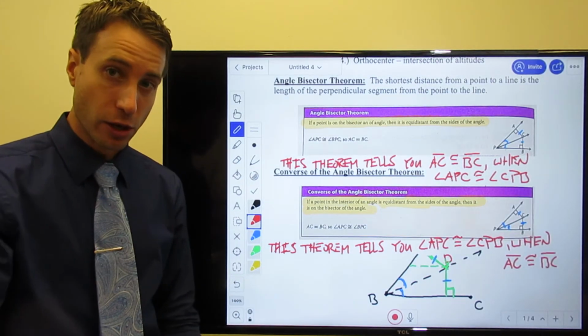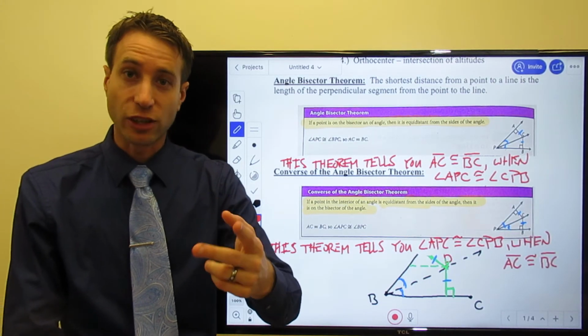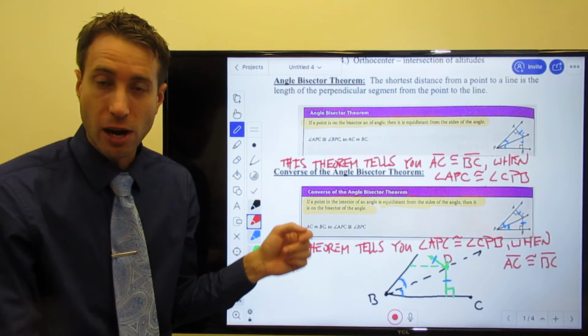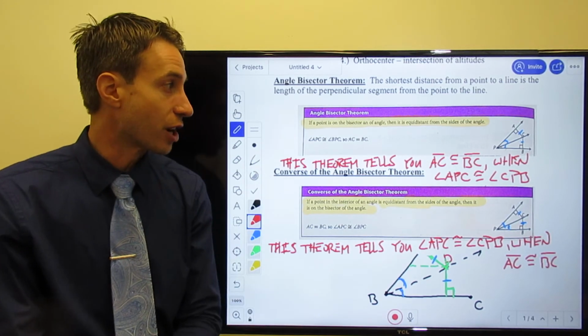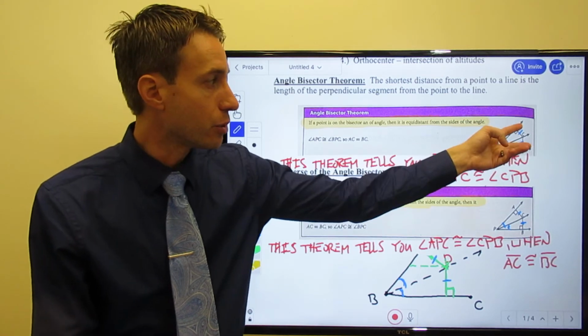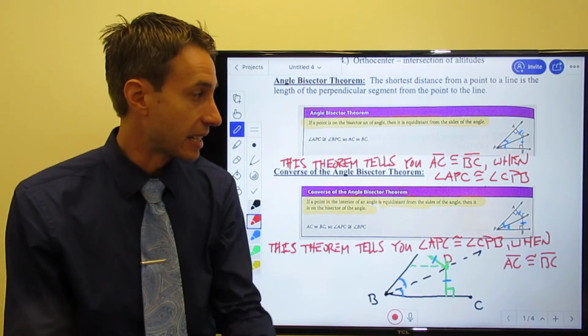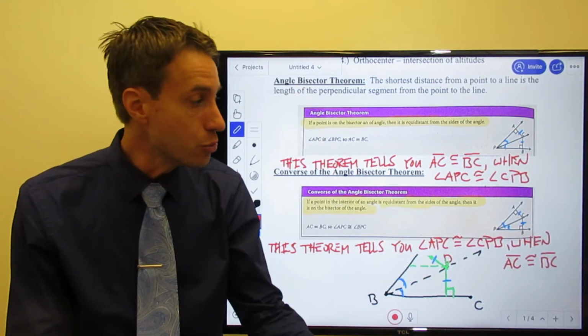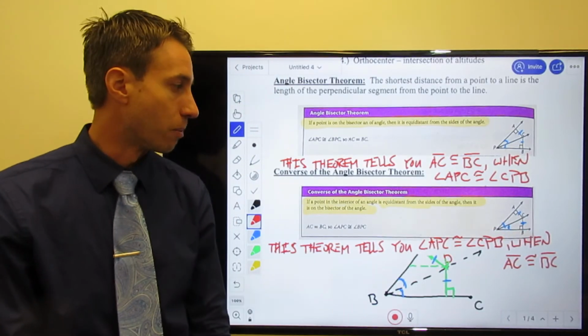So these two theorems are converses, right? That's why it's called the converse. They're inverses of each other. Given that the angles are congruent, you know that those two lengths have to be congruent. Given that the two lengths are congruent, then you know it must be an angle bisector.